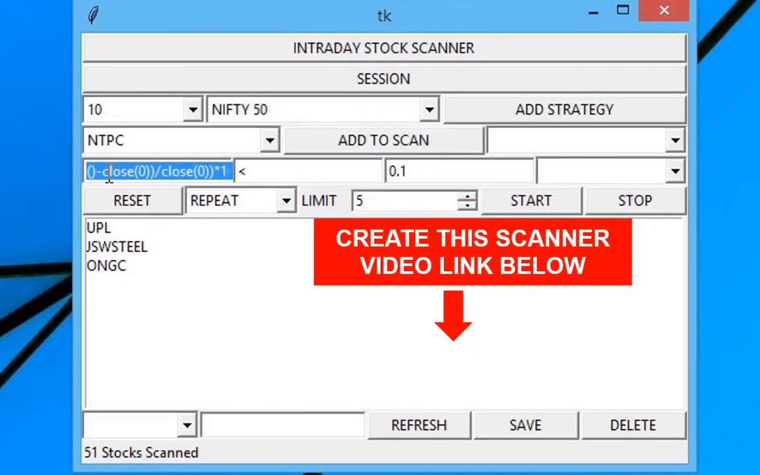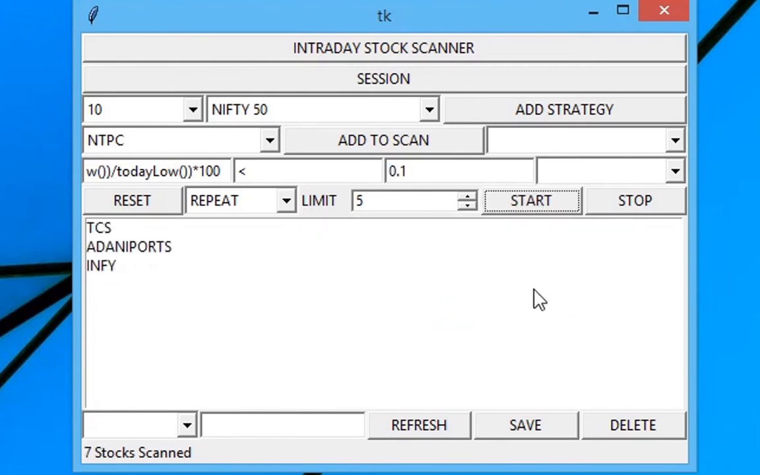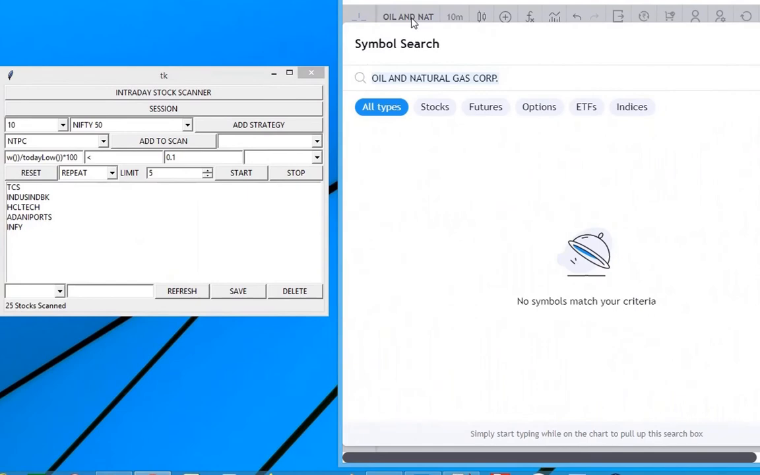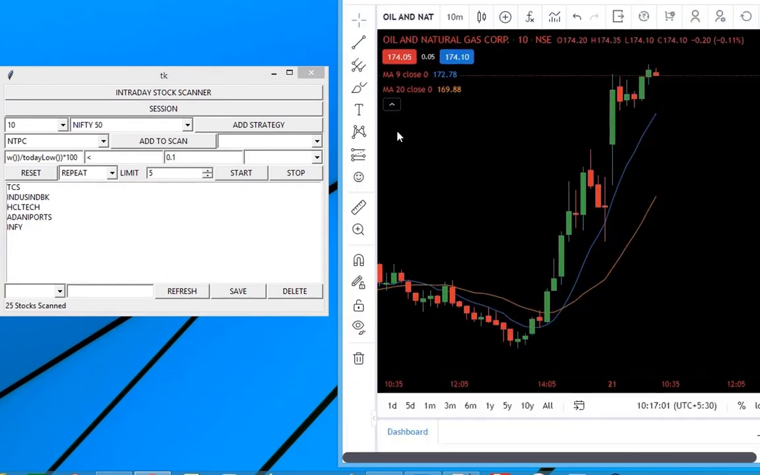Next, we are going to scan stocks which are closer to day low. This will filter stocks with a percentage change between day low and close is lower than 0.1. Five stocks which may break day low is found. We can check each of them in chart.